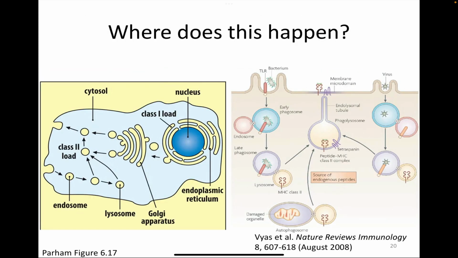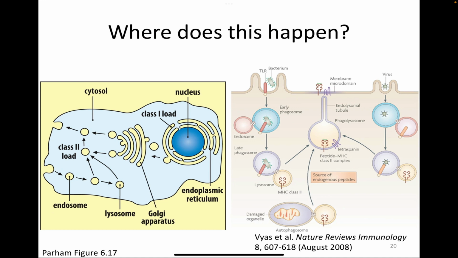So one of the things that you might have noticed as I've been talking about this is I've just said in the compartment with the peptides, or in the place with the peptides. I haven't said, and we are now in the late endosome, or we are now in the lysosome. I haven't called out a place. And so immunologists have spent a lot of time trying to figure out the place for this to happen.